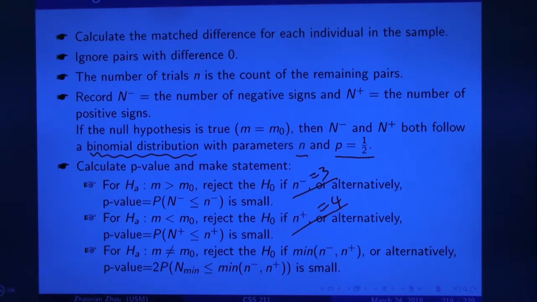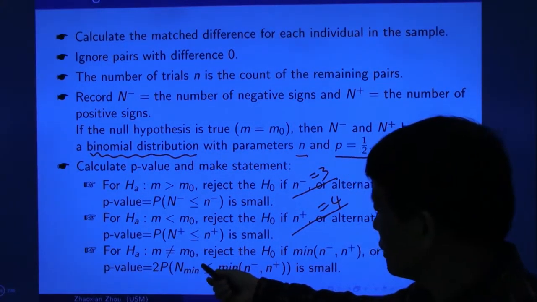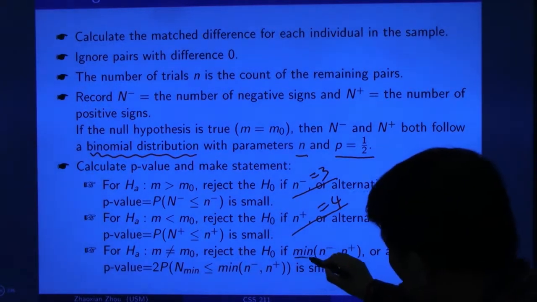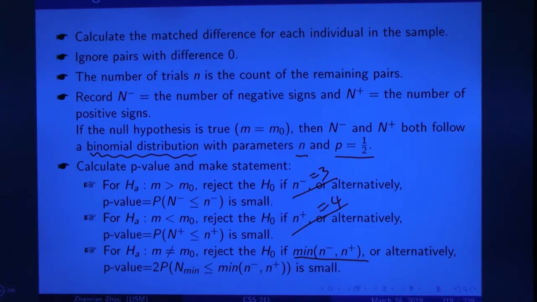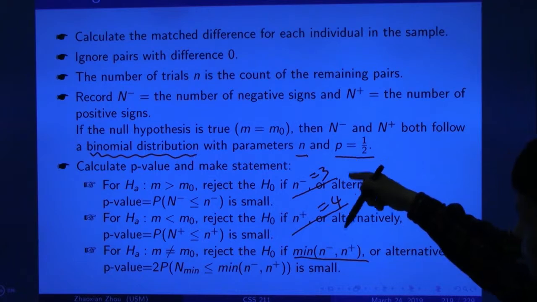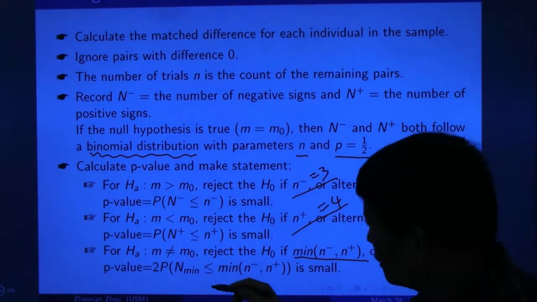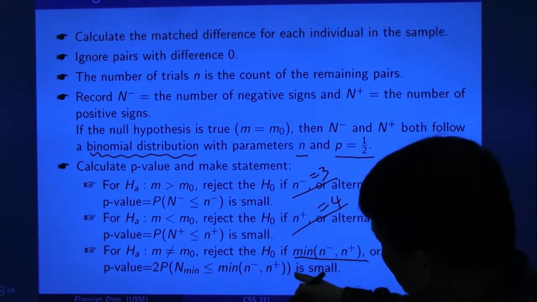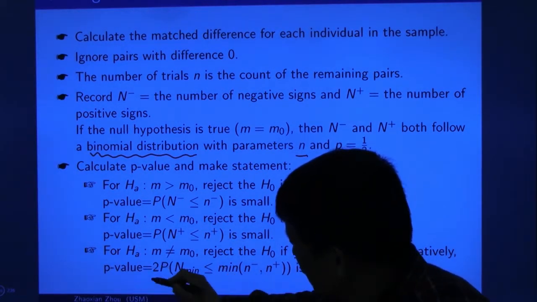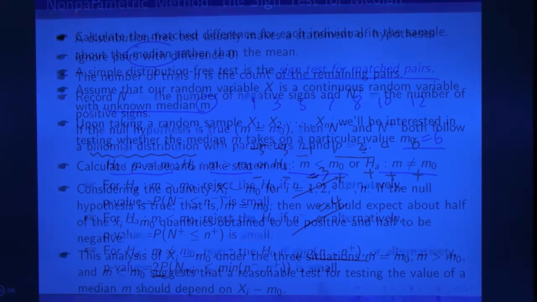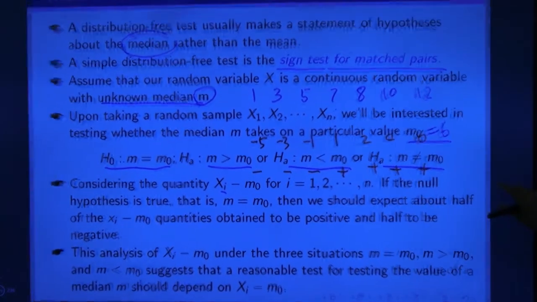For the two-sided test, M not equal to M0, we are going to reject H0 if we care about the minimum of the two. So here, one is 3, another one is 4, so this means this part equals 3. The p-value corresponding to this 3, because this is a two-sided test, so we have 2 here. If this p-value, 2 times p of less than or equal to 3, is too small, then we are going to reject H0.